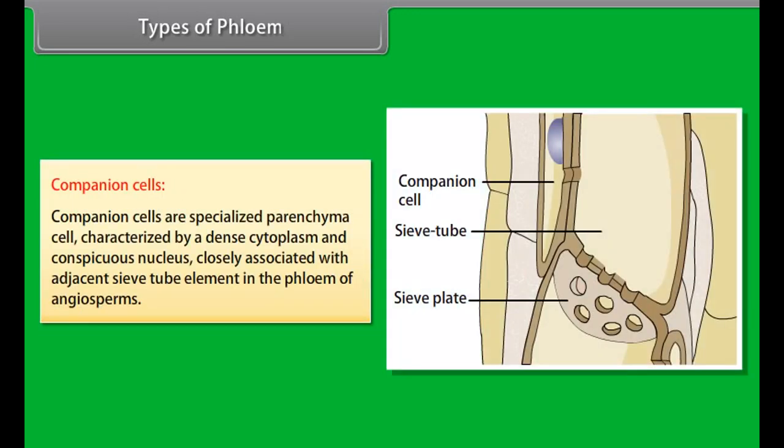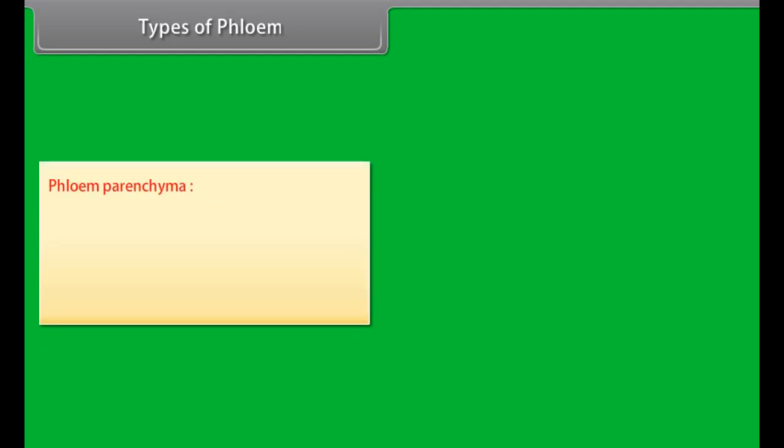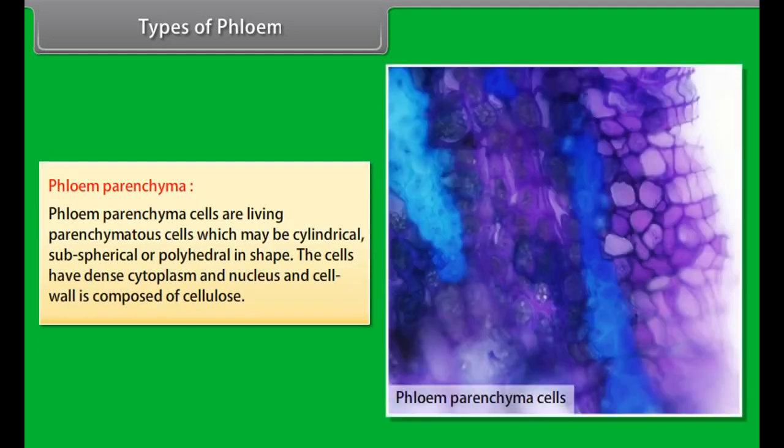Companion cells. Companion cells are specialized parenchyma cells characterized by dense cytoplasm and conspicuous nucleus, closely associated with adjacent sieve tube elements in the phloem of angiosperms. Phloem parenchyma. Phloem parenchyma cells are living parenchymatous cells which may be cylindrical, subspherical or polyhedral in shape. The cells have dense cytoplasm and nucleus and the cell wall is composed of cellulose.